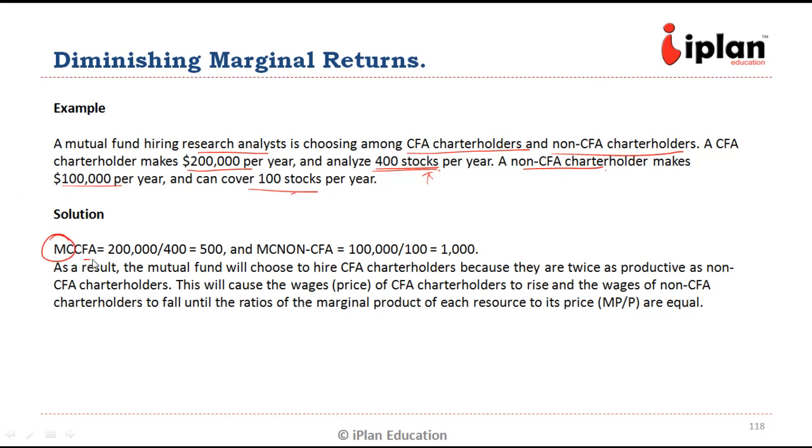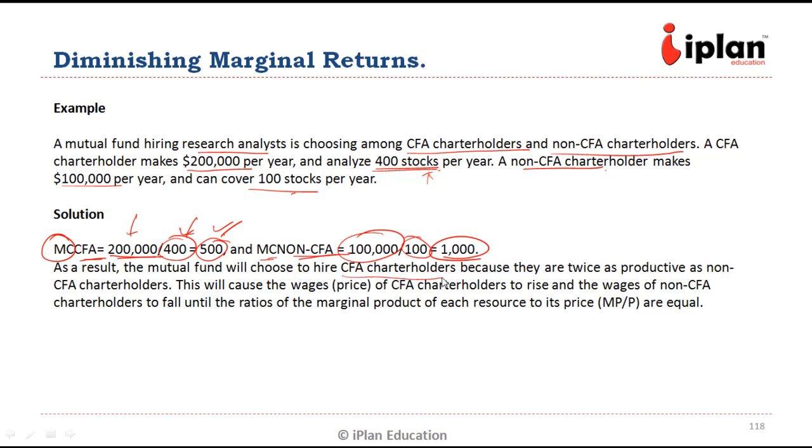So what is the marginal cost of a CFA? It is $200,000 divided by 400, which is the number of units. So 500 is the per unit marginal cost. The marginal cost for a non-CFA is going to be 100,000 divided by 100, which is 1000. So obviously the marginal cost of a CFA is less and for a non-CFA it is more. So we can say the productivity of CFA charter holders is double that of non-CFA charter holders. So we will obviously choose CFA charter holders.